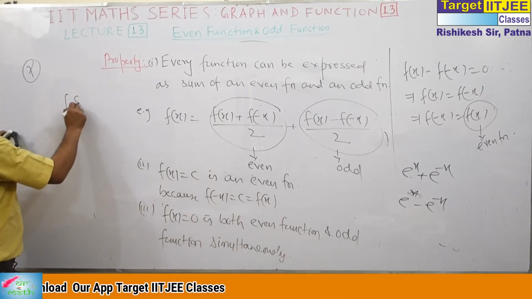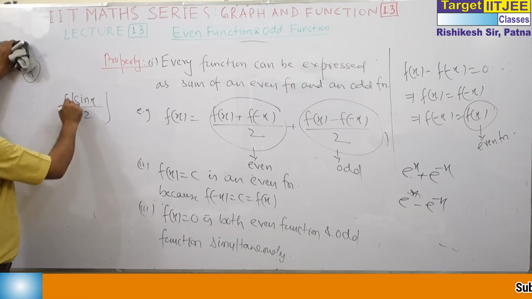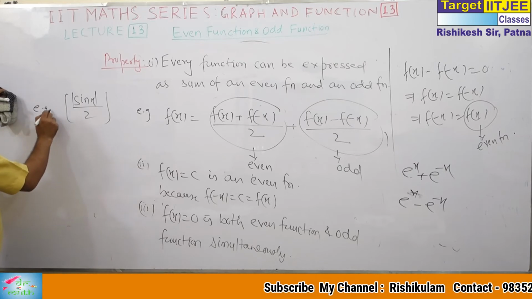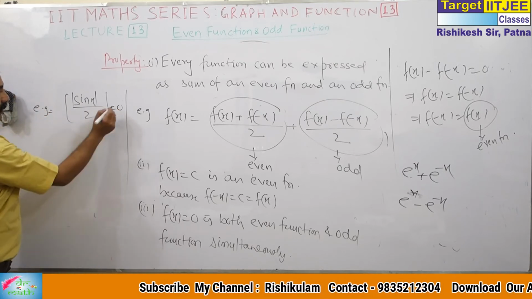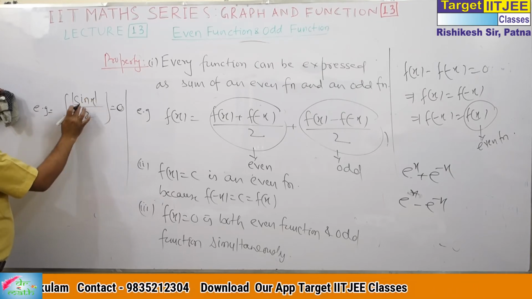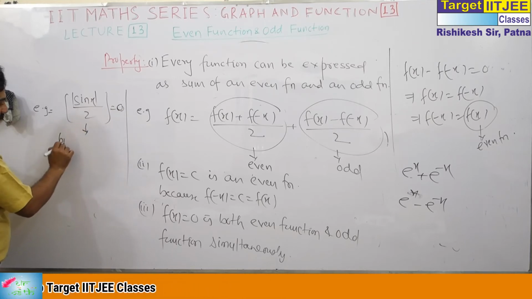For example, what is this function? You can write this as an example. This actually equals 0 because mod sin x lies between 0 to 1. This is from 0 to 1 by 2. This is greatest integer, 0. Means what? Both even and odd.